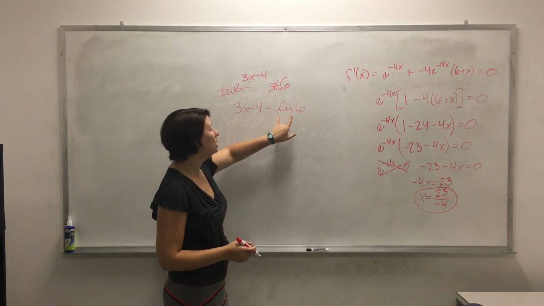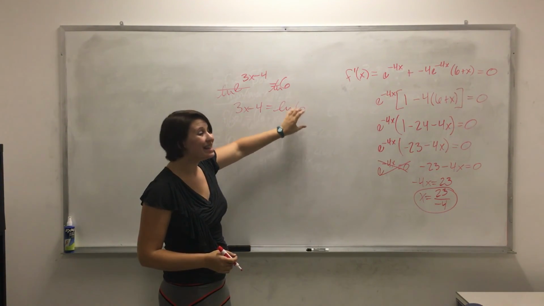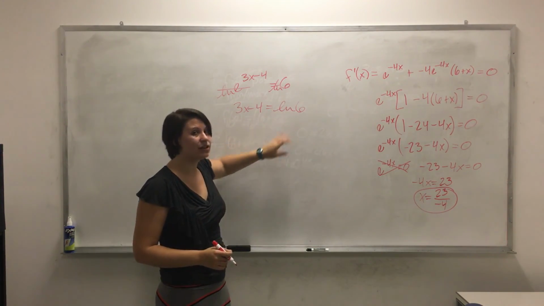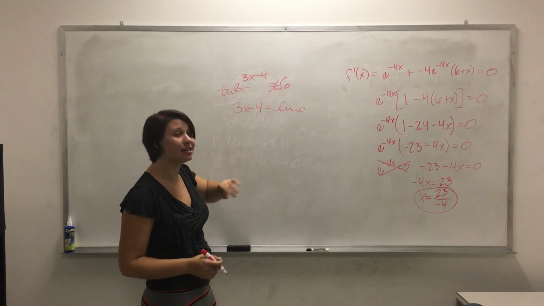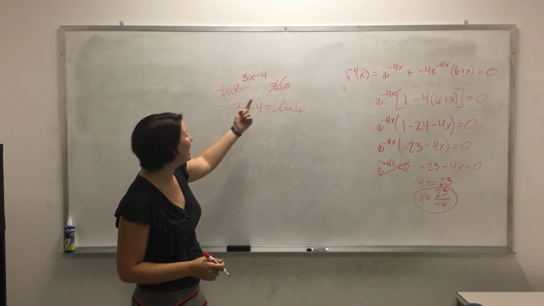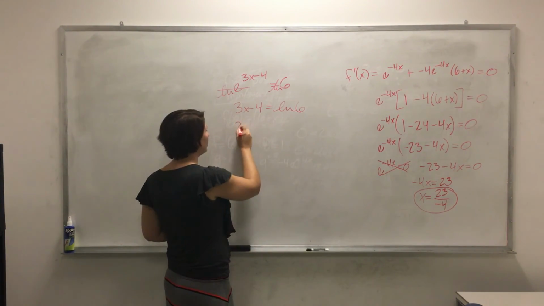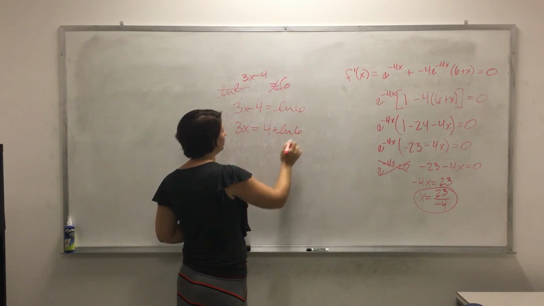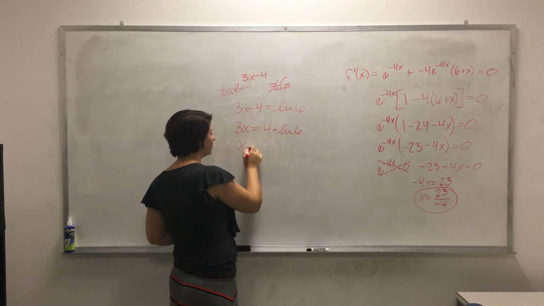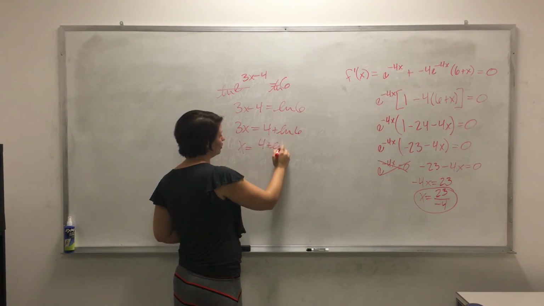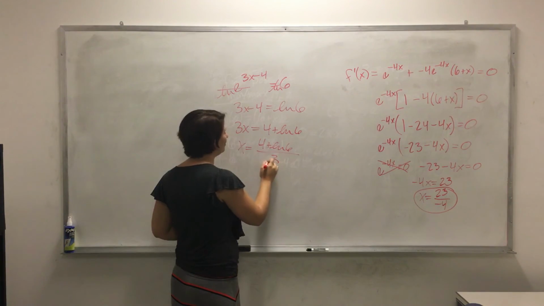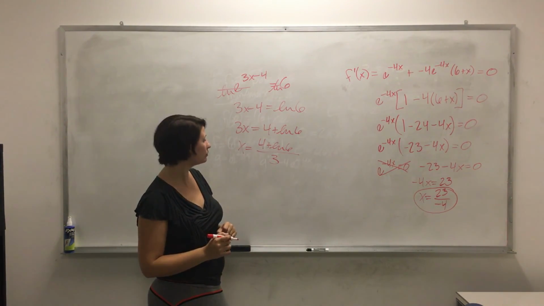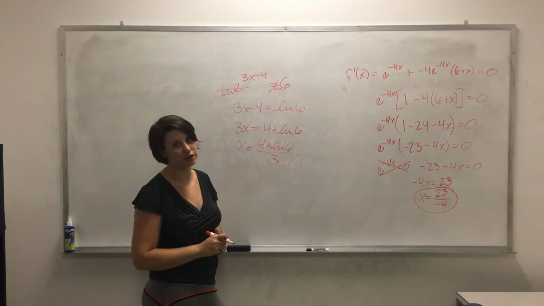But remember, natural log of 6 is one quantity. It's 6 is inside the natural log, okay? So we can't get to the 6. We add the 4 over. We have 3x equals 4 plus natural log of 6. Divide by 3, so x is equal to 4 plus the natural log of 6, all divided by 3. That 3 does not go into the 6. This would be our final answer.